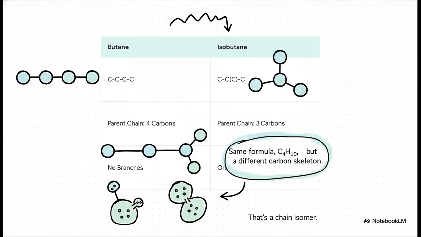So let's look at a real example. Remember our mystery molecules from the beginning, butane and isobutane? Here they are. Butane is just a straight, simple chain of 4 carbons all in a row. But isobutane, it's got a main chain of 3 carbons with one branching off the middle. They both have that C4H10 formula, but they have a different carbon skeleton. This is what we call a chain isomer.